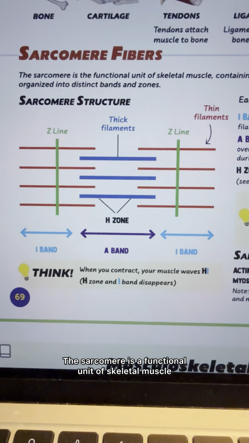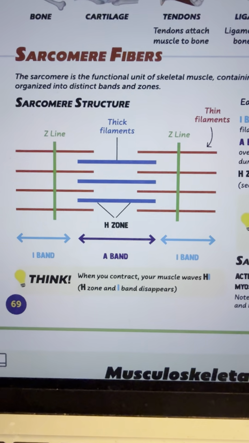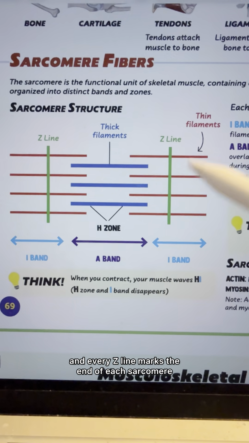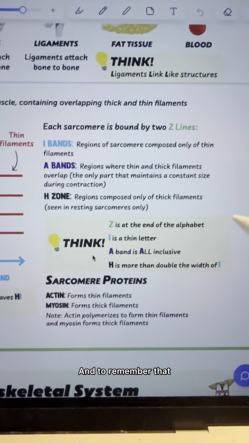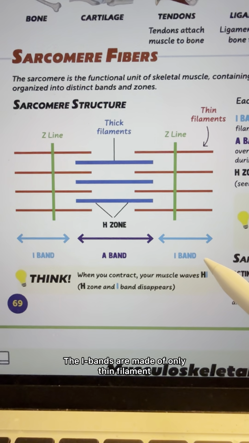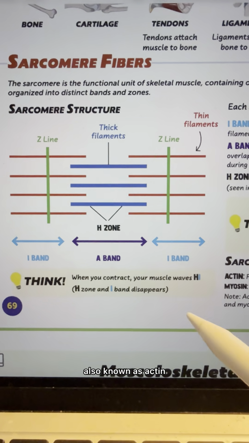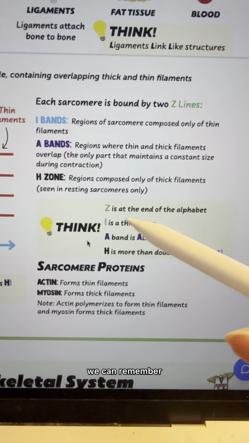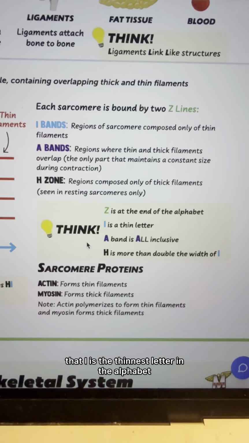The sarcomere is a functional unit of skeletal muscle, and every Z line marks the end of each sarcomere, and to remember that, we can remember that Z is at the end of the alphabet. The I bands are made of only thin filament, also known as actin, and to remember that, we can remember that I is the thinnest letter in the alphabet.